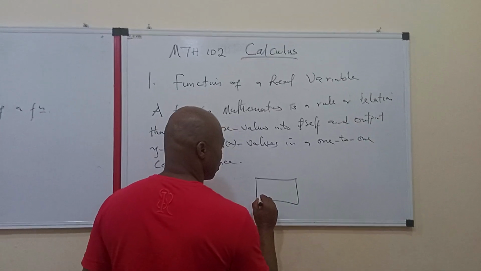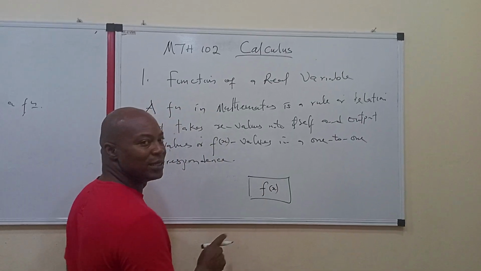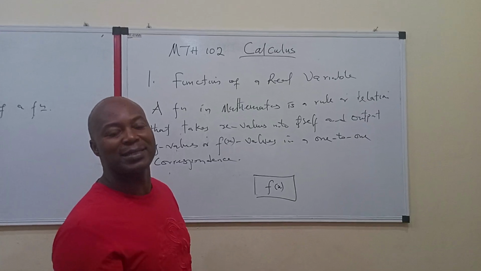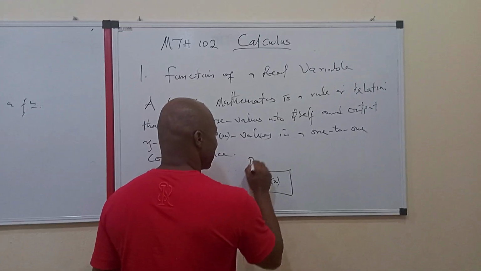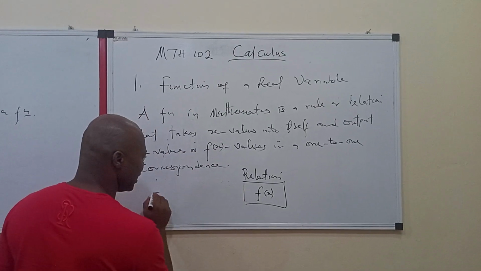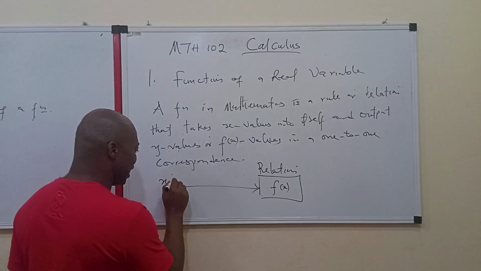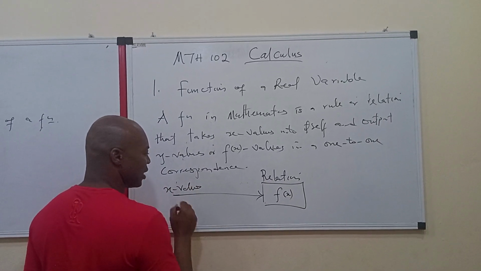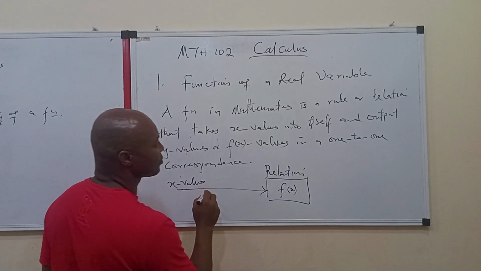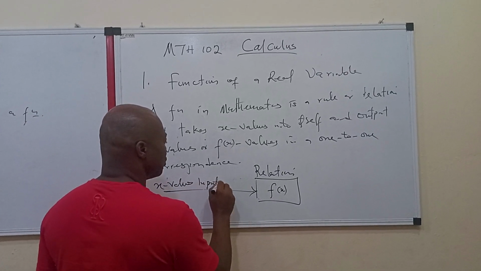Let me draw it small. If I say we have something like this, that is the relation. The relation we are talking about is something like small mathematics. This one is what we call relation. Small mathematics. Say he takes something and puts it into himself, and that thing we call x values. X values. And sometimes we call them input values.